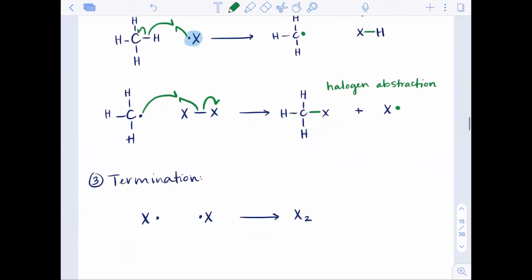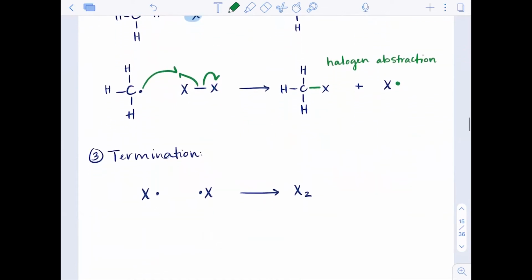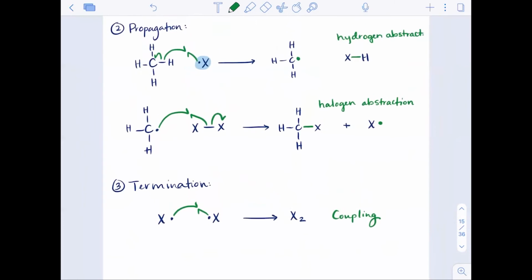So then we would wrap up this mechanism with a termination step. Any two radicals that you have seen in this mechanism, they could be carbon radicals or they could be halogen radicals, can come together in this coupling reaction. I'm choosing the halogens to come together because they are the simplest to write. And so why not make life a little bit easier for ourselves?